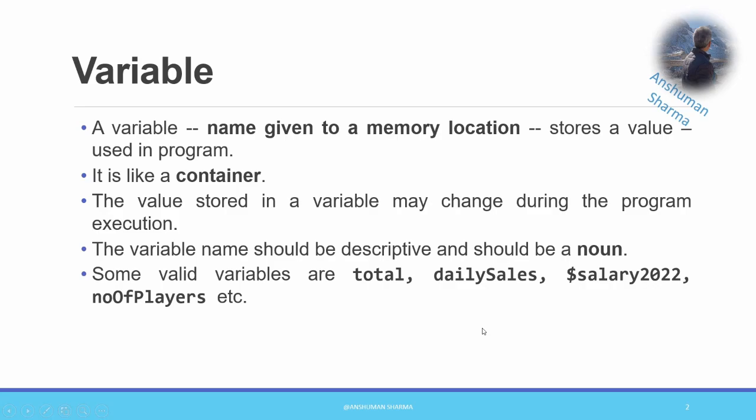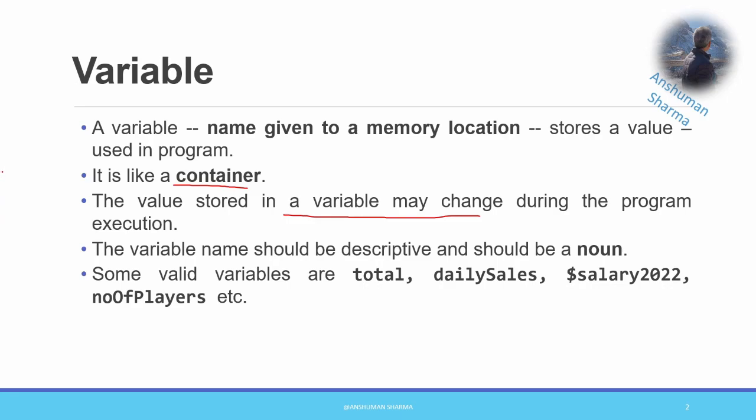So they identify a memory location by a name, and it acts as a container. Therefore, it is a container used to store some values, and this value is the value in that particular memory location. Now, a variable may change during program execution. I have said that its value may change, but at a given instance, it can only have one value.